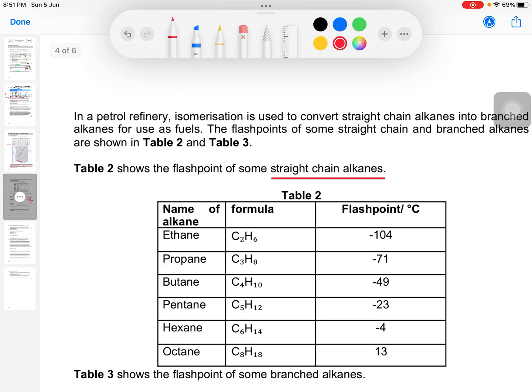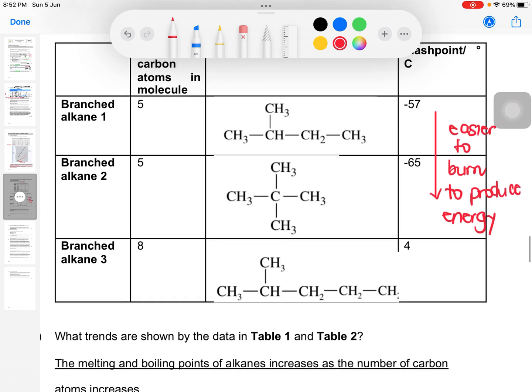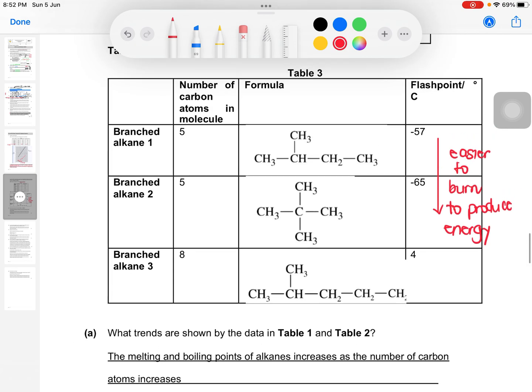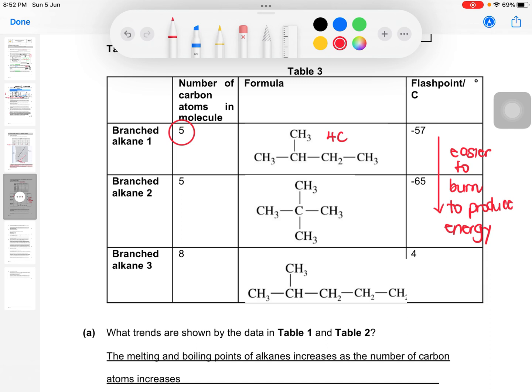So you actually refer to table number 3, because table number 3 explains what happens if I have more branching. If I have the same number of carbon atoms, branch alkane 1 has a straight chain of 4 carbon atoms here, and my flash point is minus 57. Over here, when I shorten by 1 carbon atom and have more branching, my flash point is actually lower. When it is lower, it is easier to burn.